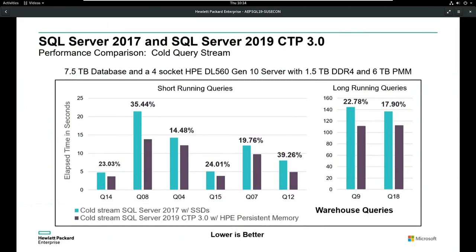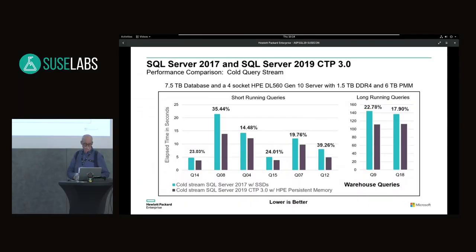Again, you start cold to get warm. So you can see the differences in what we've got here. Again, universally better. In some cases, really a lot better. In some cases, a little. But again, these are early bits, and the expectation is for them to improve.